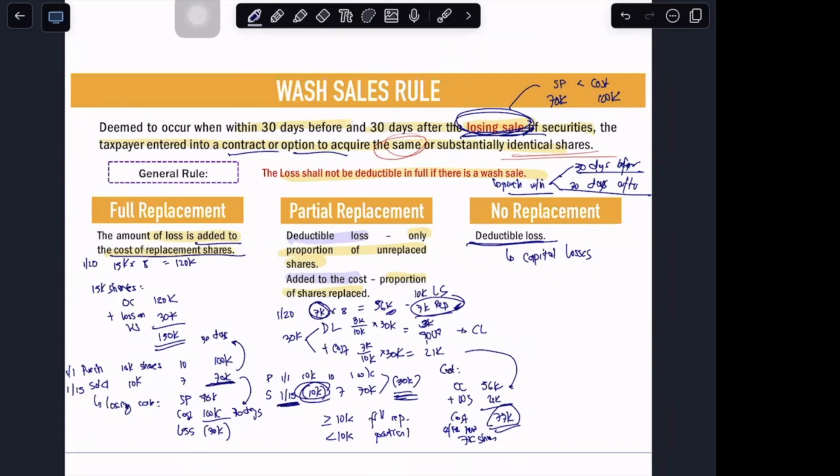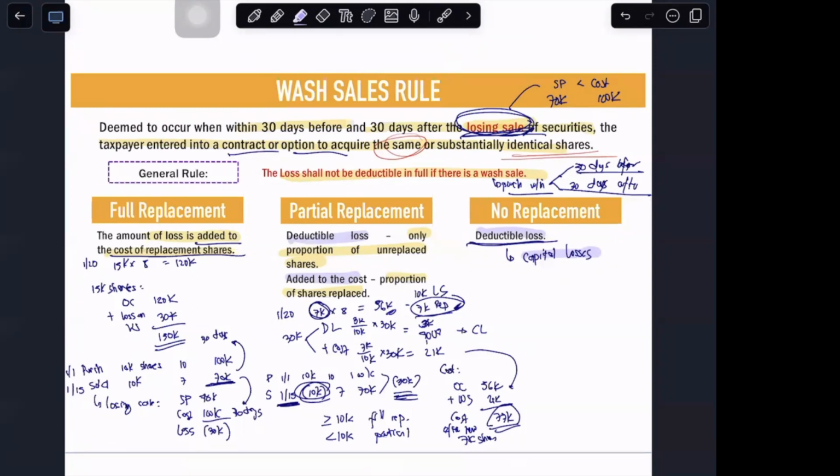How about what is added to the cost on the shares replaced? Since we replace 7,000 shares, 7 over 10 multiplied by the loss. If there's no replacement, take note, it can be a deductible loss as a capital loss. That is the rule on your wash sales.